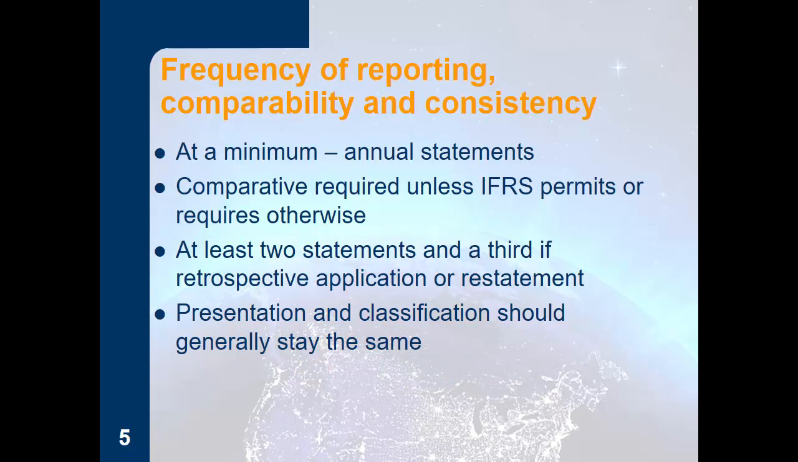At a minimum, a firm needs to prepare annual financial statements, and they need to be comparative, unless IFRS permits otherwise. Most of the time, comparative statements are the thing that needs to be presented and prepared by the company. In terms of the comparatives, there need to be at least two statements, and if there's retrospective application of a new accounting principle or a restatement, then there need to be three statements prepared, or three periods presented when the company shows their financial statements.